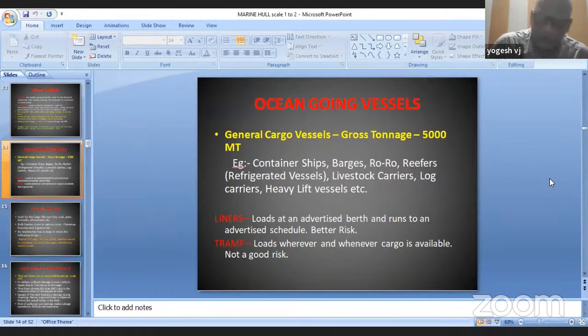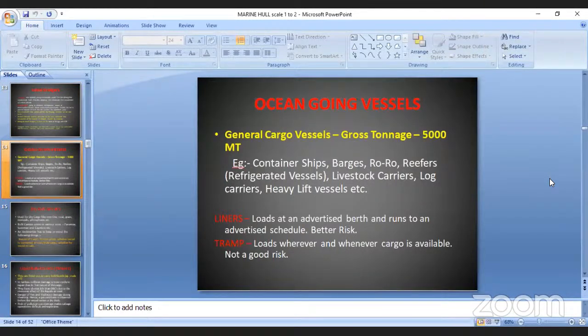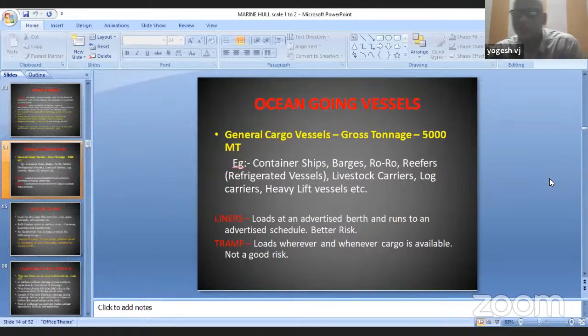Now, there are two types of general cargo vessels. One is the liner, the other is the tramp. You might have come across this numerous times. A liner is a vessel which runs on an advertised schedule. If it has said that it is going to leave the port of Norfolk, USA on 12th of April 2022 at 12 p.m., it will leave on 12th of April. There is no deviation. It runs on an advertised schedule.